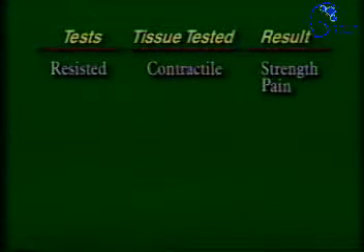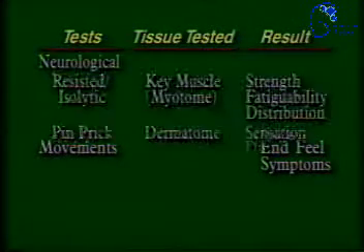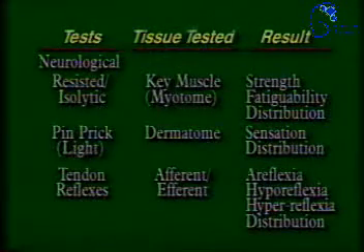To test the contractile tissue, the muscle is made to contract isometrically, thereby reducing the contraction's effect on the joint tissues and so minimizing the risk of a false positive. Inert tissue is evaluated by passive movements, ligament stress and dural tests. Neurological deficit is determined by key muscle resisted tests, sensation testing, deep tendon reflexing, clonus tests and other adjunct tests.